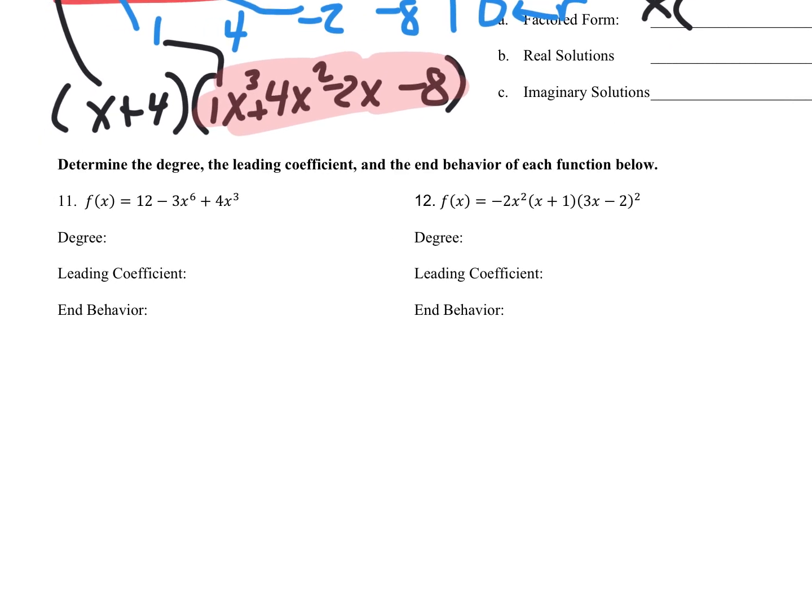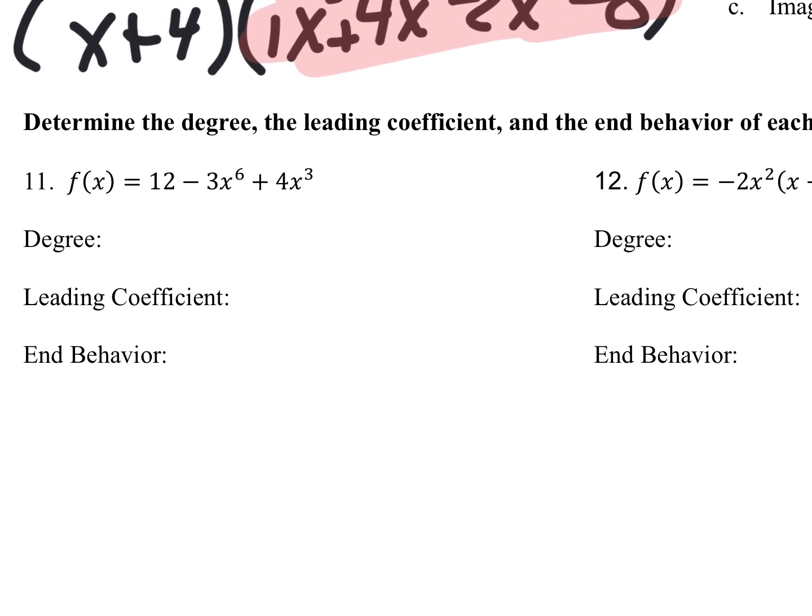Almost, well, it's the last thing on this page. Determine the degree, the leading coefficient, and the end behavior. All right. So on this kind, it's pretty easy. You just got to make sure you don't get trapped into thinking that the first number is always the lead. That one's the lead because it's got the biggest degree. So there's your degree. The leading coefficient is that. And the end behavior comes from that.